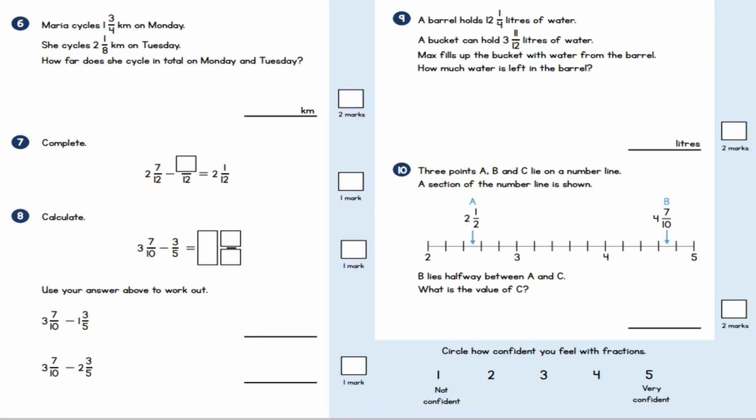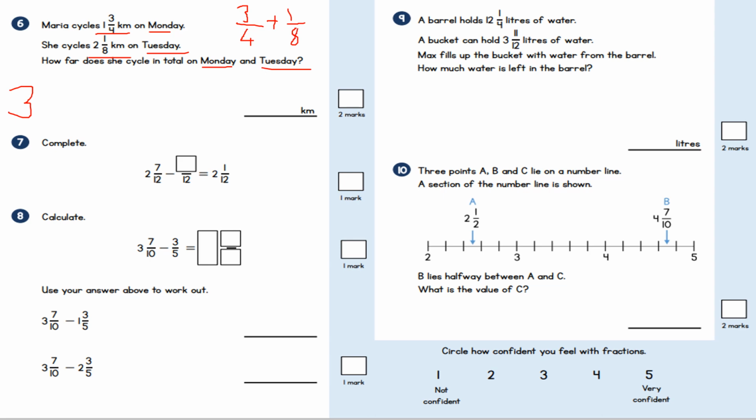This is question number 6. Maria cycles 1 3/4 kilometers on Monday. She cycles 2 1/8 kilometers on Tuesday. How far does she cycle in total on Monday and Tuesday? So it's going to be adding those numbers. If I do 1 plus 2, I get 3, so 3 wholes. I'm now going to work out 3/4 plus 1/8, and then I'm going to combine that answer with this whole number 3 at the end.